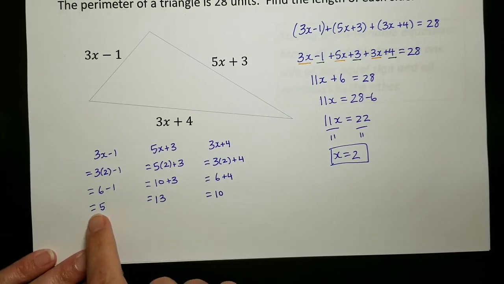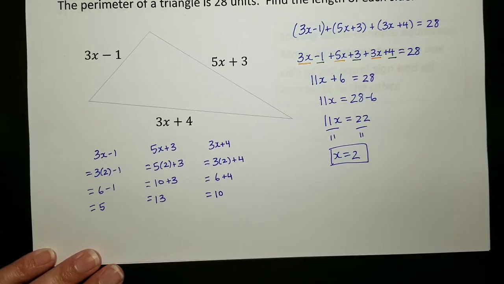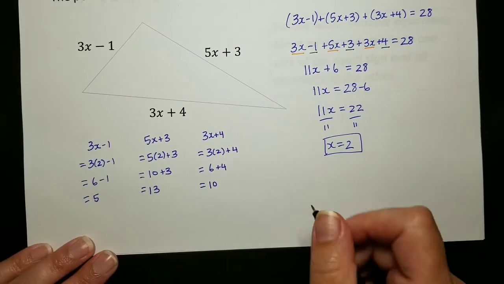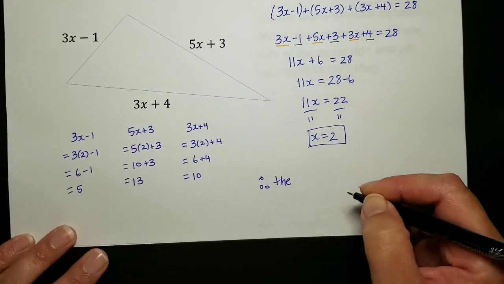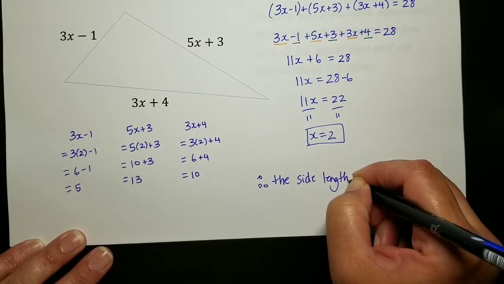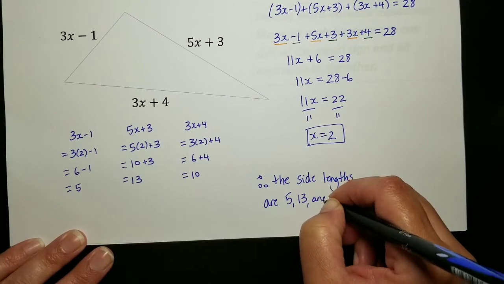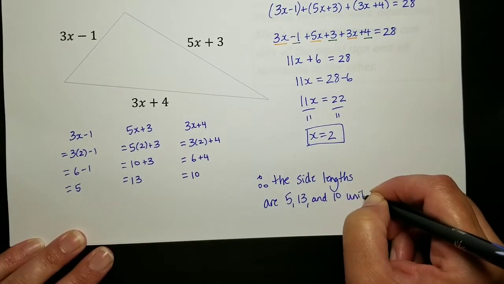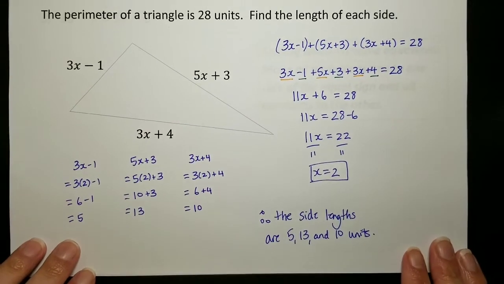So I could do a check. Is the perimeter 28? 5 plus 13 plus 10, yeah, it is 28. And because this is a word problem, I have to write a therefore statement, therefore the side lengths are 5, 13, and 10 units. It doesn't say centimeters or meters or inches or anything, so I'll just say units. So that's a good example of a word problem that you could have to solve using our solving equations skills.